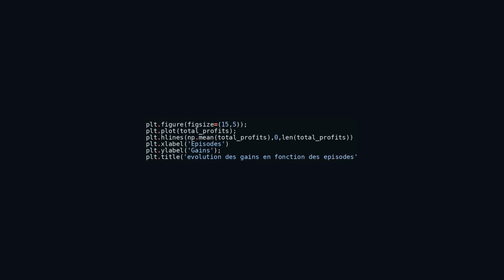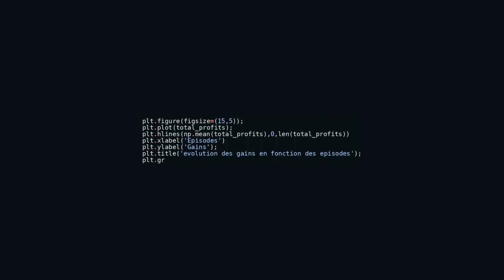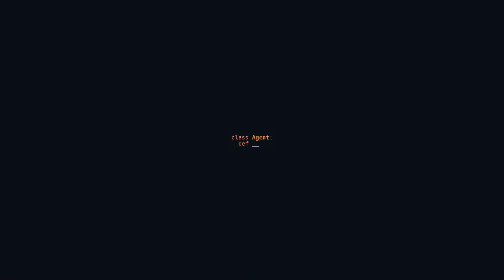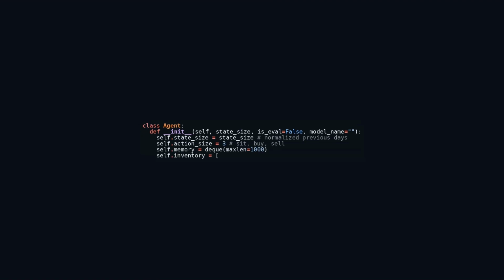This code proves vital for tracking training advancements, observing the fluctuations in profits per episode, recognizing patterns, and facilitating decision-making processes based on the showcased data. Visual representations like this are fundamental across diverse domains such as machine learning, finance, and optimization for progress tracking, issue identification, and performance enhancements. In this script, a class called Agent is outlined to portray an entity capable of deciding between sitting, buying, or selling based on the given situation, leveraging a neural network model for these determinations.